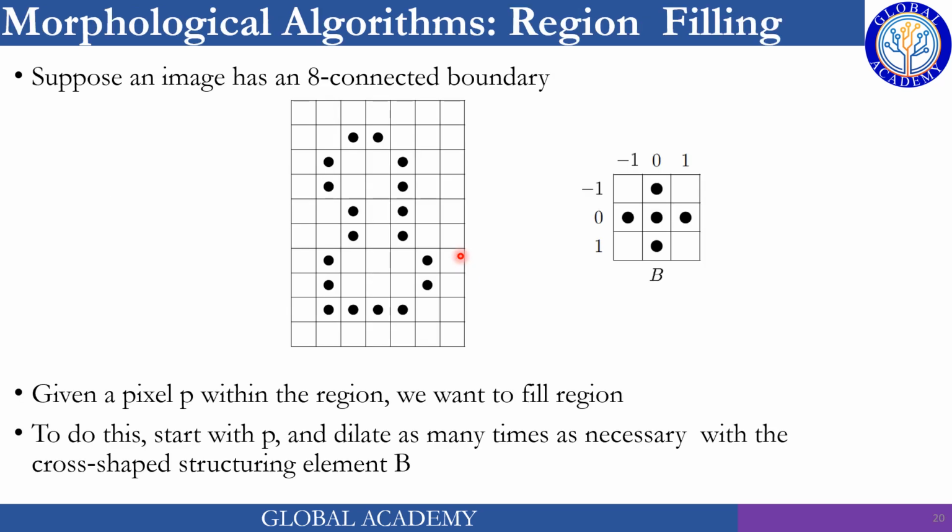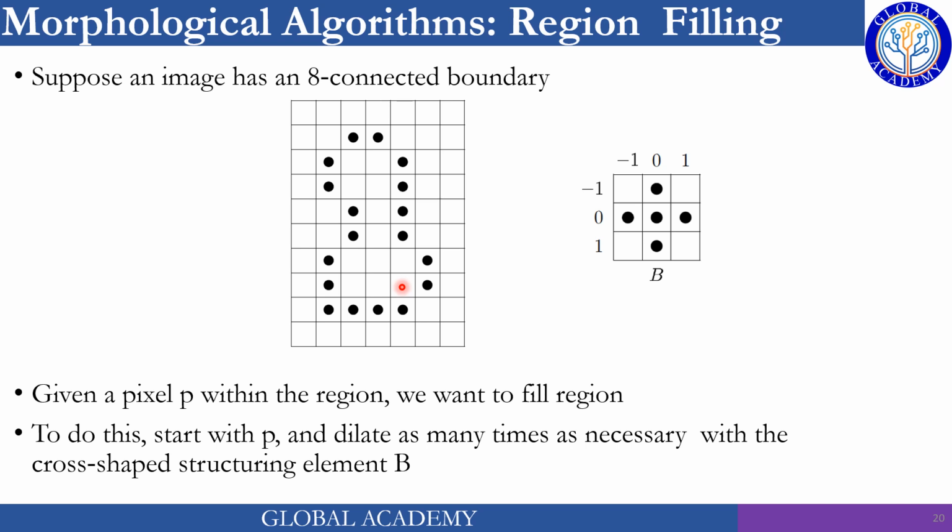So region filling. This is interesting. Suppose we have this 8 connected boundary like this one and this structuring element, and given a pixel P, P is not marked, P is over here, it's a P pixel. Given a pixel P within the region, we want to fill the region, like this whole region within this boundary.